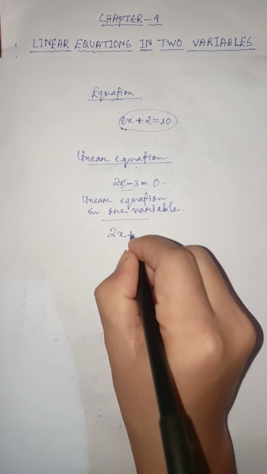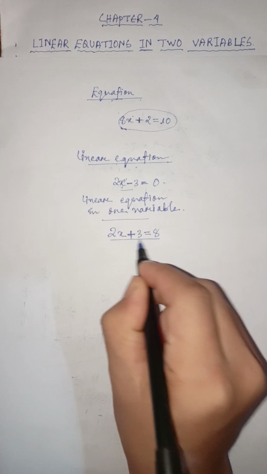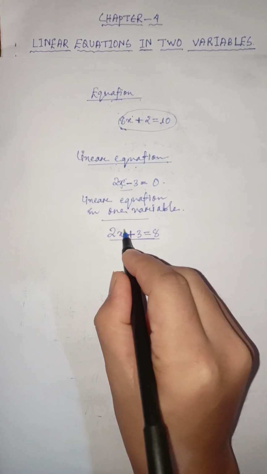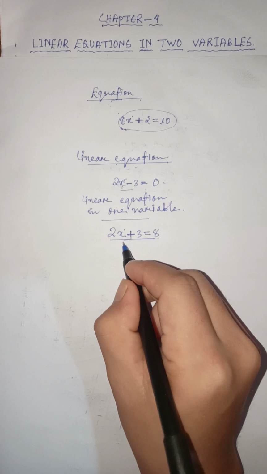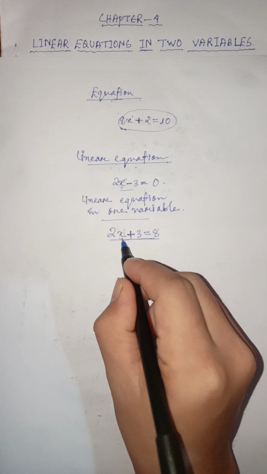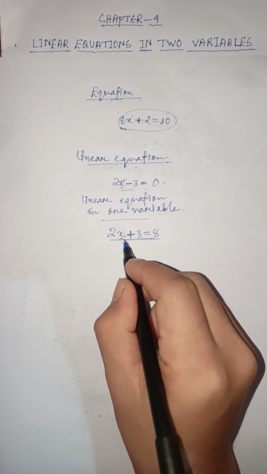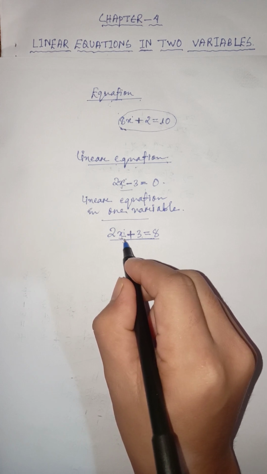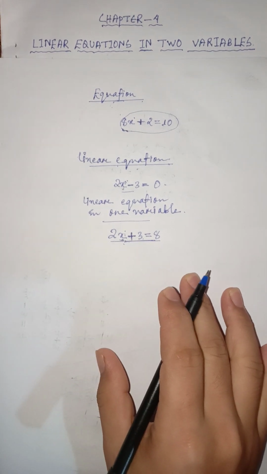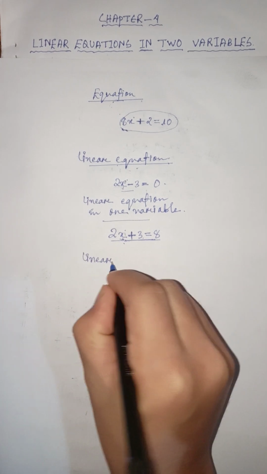Let us take an example: 2x + 3 = 8. As we can see here, it is an equation and its power is 1. Then we came to know that it is a linear equation, and after that let us check again: how many variables are present in this? Only one variable is there. Thus we conclude that this is a linear equation in one variable. And after that we'll move to the next one, which is linear equations in two variables.